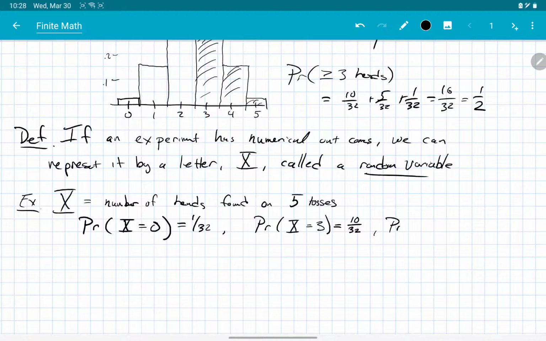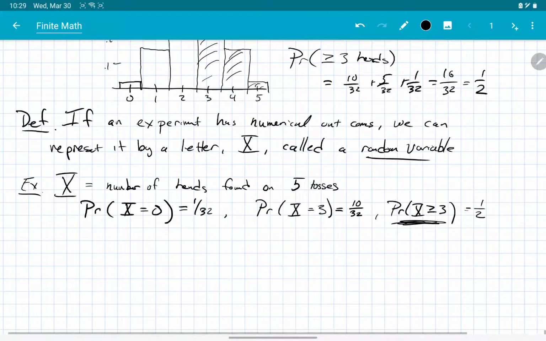Now we could say, what is the probability that X is bigger than or equal to 3? This is saying, what's the probability that the random variable is equal to 3, 4, or 5? Well, we just figured that out. That was equal to 1/2. Okay? So you can see how maybe this notation can make things a little bit faster. I just say X greater than or equal to 3 instead of writing a big sentence down.